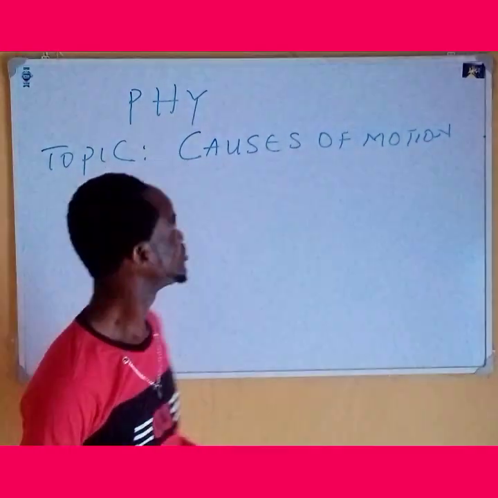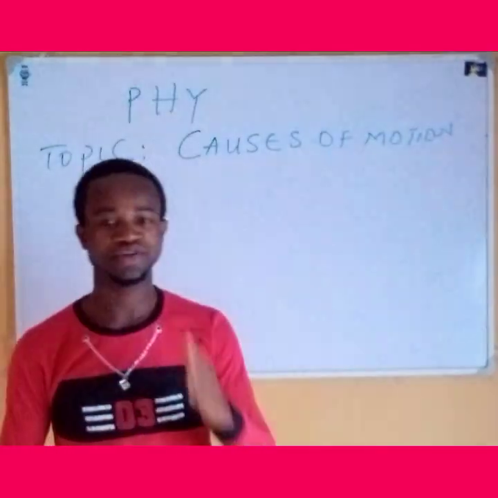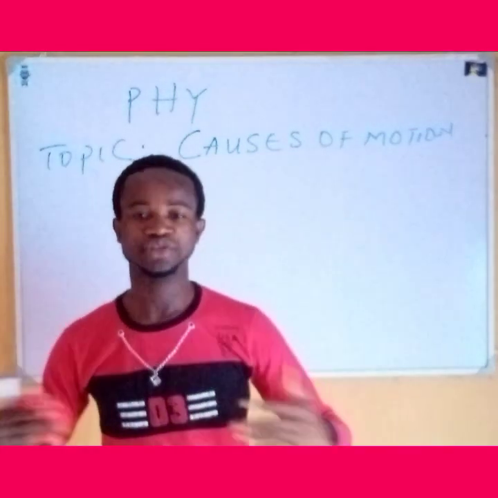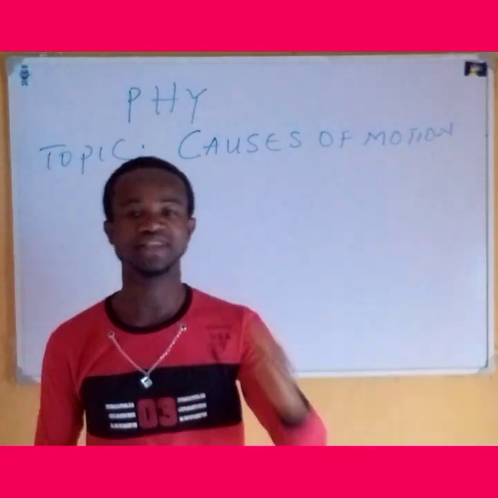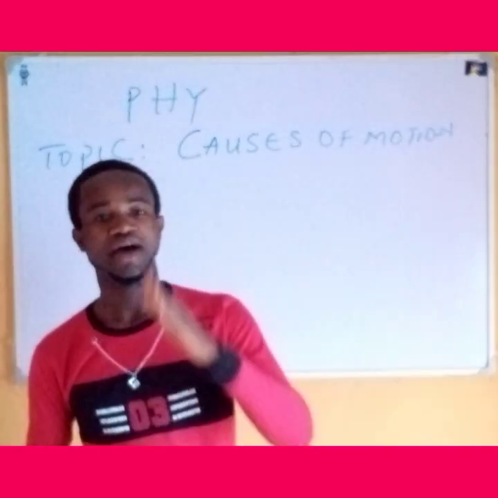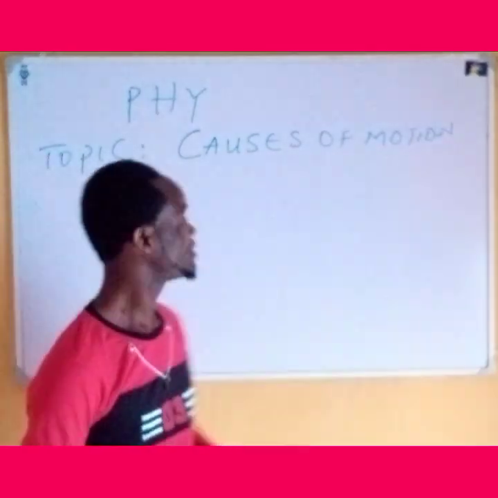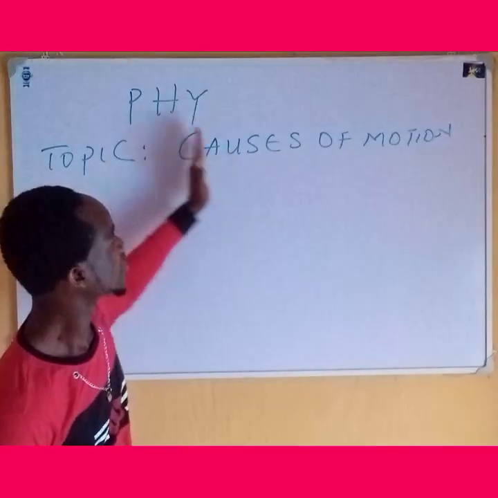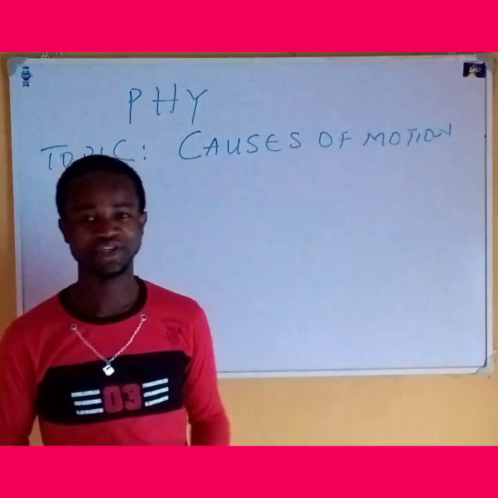So in this segment, we shall be looking at the causes of motion. Because in our previous class, we discussed motion. I told you the meaning of motion, types of motion, and application of each type. So in this segment, we are going to look at the part B aspect of it, and that part B aspect of it is causes of motion. So we're going to look at what actually gives rise to motion.